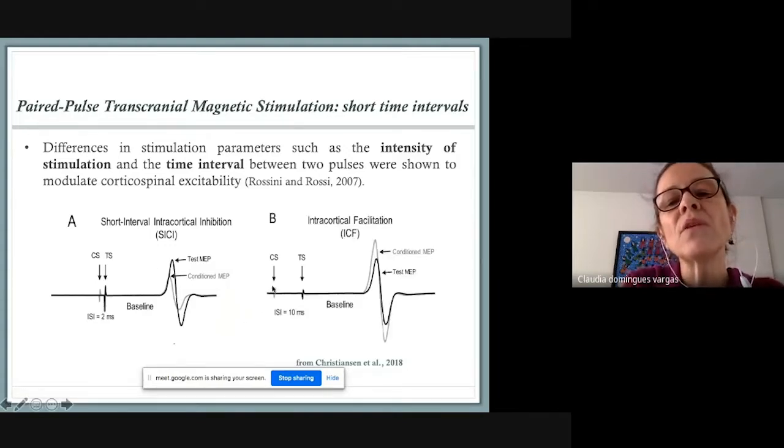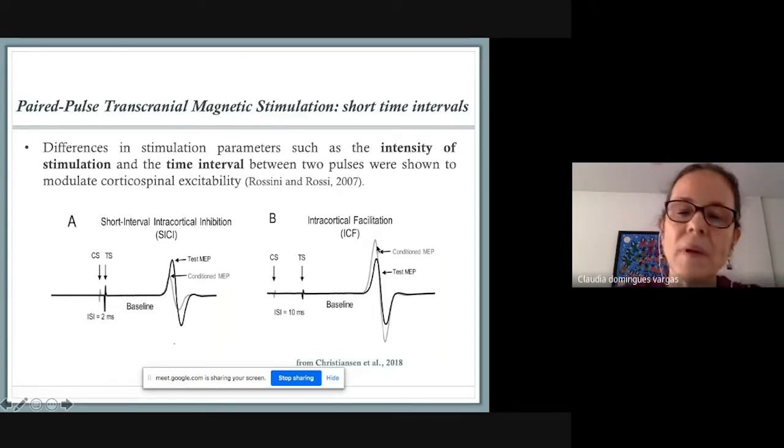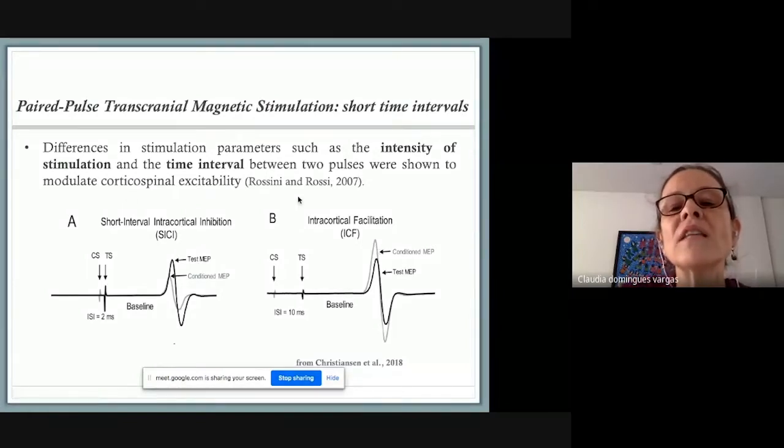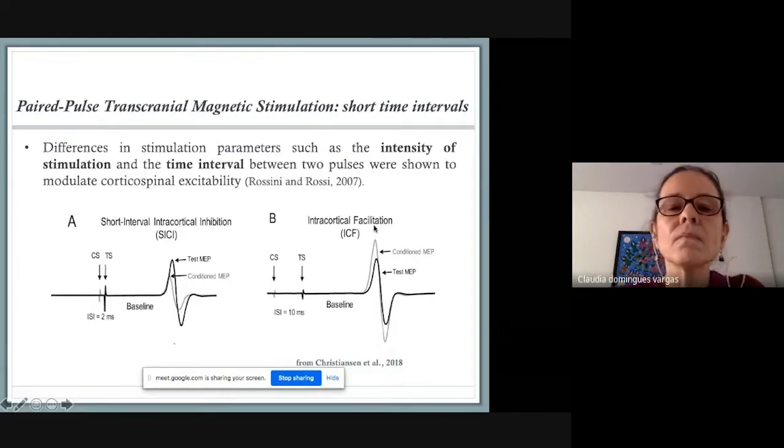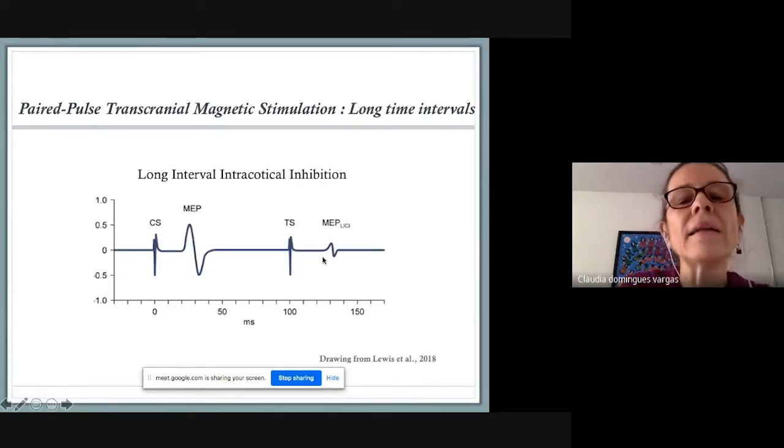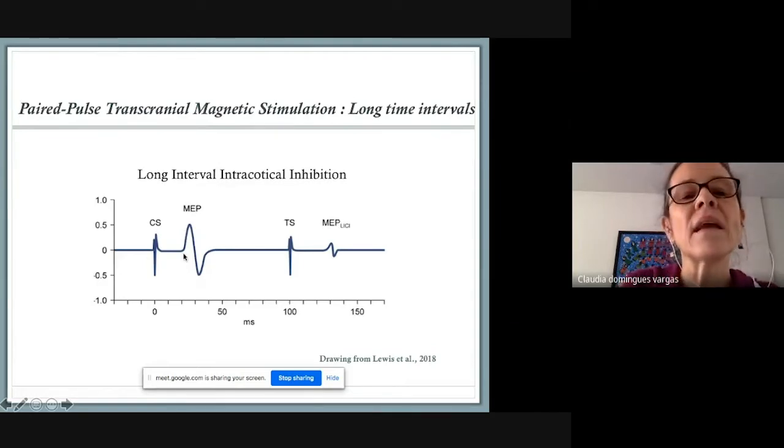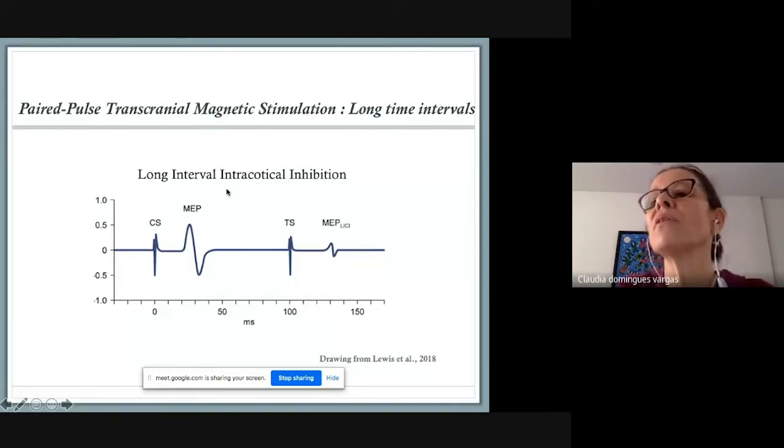If the time interval between the conditioning stimulus and the test stimulus is around 10 milliseconds, what we observe in the conditioned MEP is an enhancement or magnification of the MEP response, which has been called intracortical facilitation. In another set of experiments, it has been shown that the time interval between the first and the second TMS pulse can be expanded up to 100 milliseconds, and you get a modulation effect of the second pulse, which in this case results in an inhibition of the MEP response. This has been called long-interval intracortical inhibition.